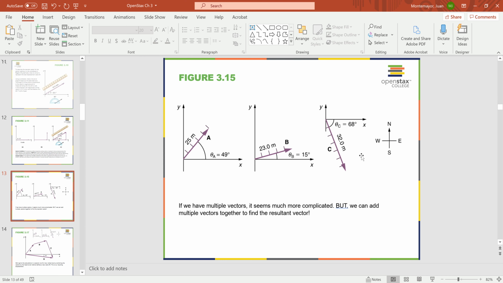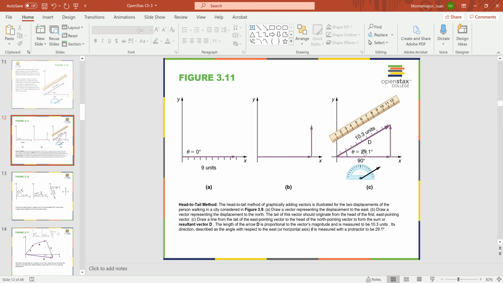But here, if we have multiple vectors, it seems much more complicated, but we can add multiple vectors together to find the resultant vector. Now, these 10.3 units would be your resultant vector. Okay, so you did 9 blocks east, 5 blocks north. You could have traveled only 10.3 blocks. Instead of going 9 units, then 5 units, you could have done 10.3 units. We're trying to simplify this a little bit better so you can pretty much interpret it any way you want.